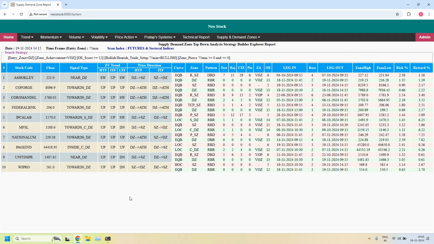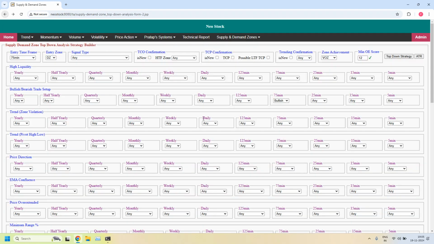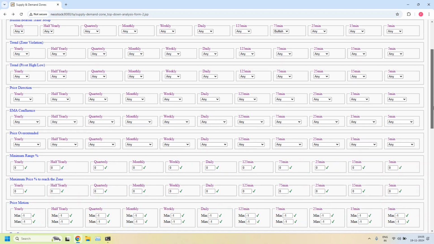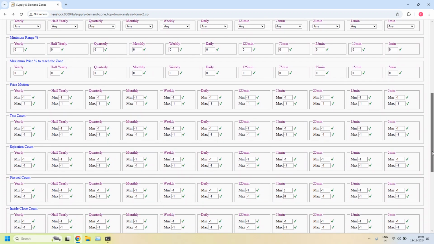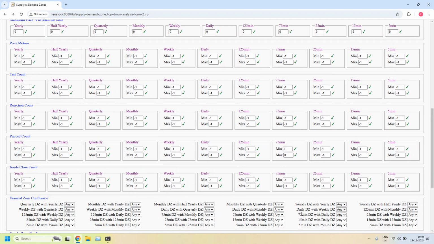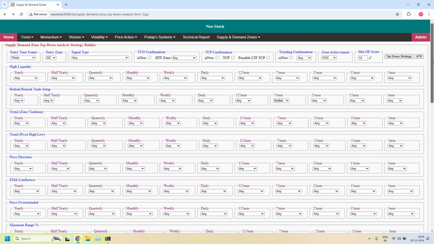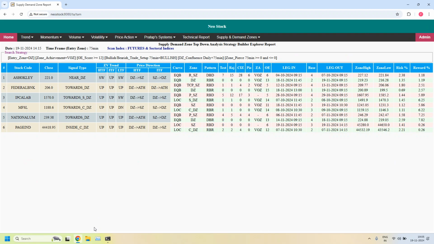First, let us filter based on LTF and ITF demand zone confluence. That is 75 minutes and daily demand zone confluence. So I am enabling that filter. With this filter, we got 6 stocks. In all these 6 stocks, the 75 minutes entry demand zone is part of the daily demand zone. That is what zone confluence.